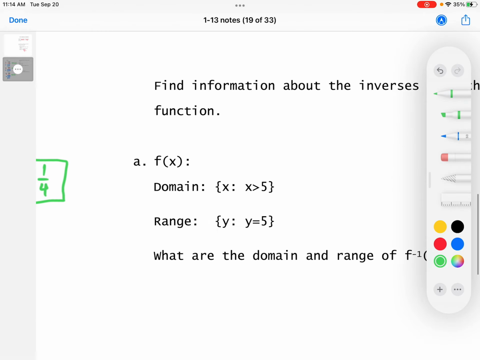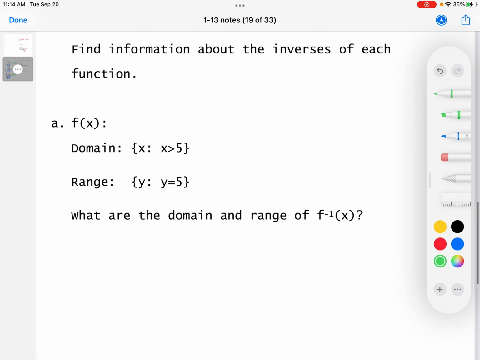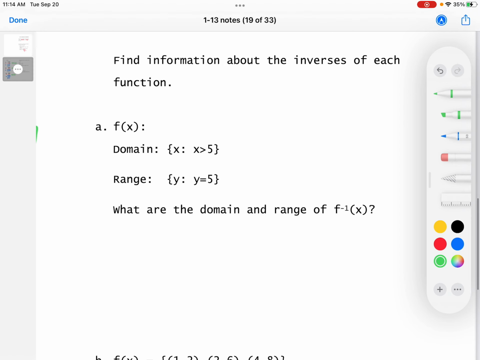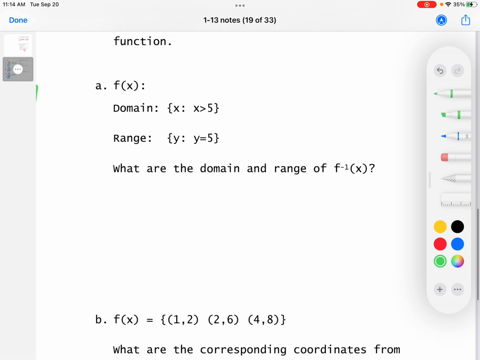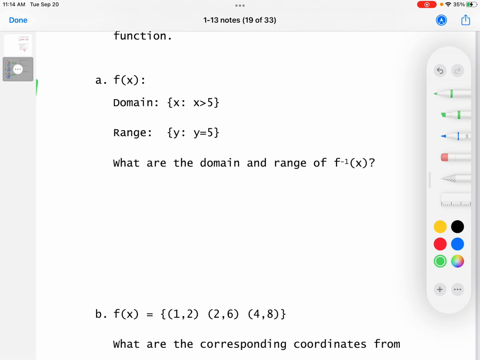Okay, our first question on the right side is asking us to just find information, whatever information they're asking for, about the inverses. Okay, so this one tells us that on our original function, the domain and range are these sets right here. Okay, this one is the domain of our original, and this right here is the range of our original. And it's asking us to find the domain and range of the inverse.